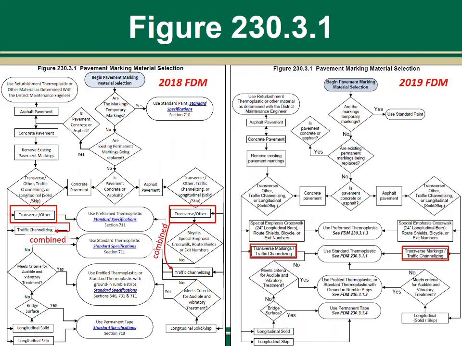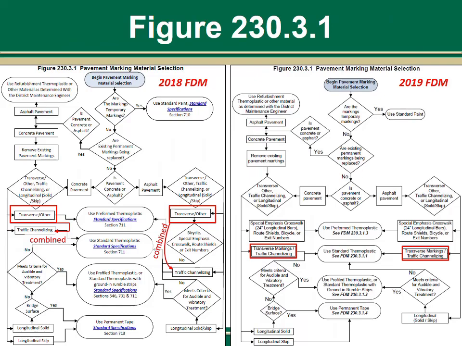the Traffic Channelizing box. The transverse markings that this flowchart is referring to are stop bars, the horizontal bars used in railroad crossing pavement markings, and the 12-inch bars of crosswalks, essentially the markings that are perpendicular to the direction of travel. The other markings that this flowchart is referring to are generally meant to be symbols such as bike lane markings, route shield markings, ramp exit numbers, and also the 24-inch bars of special emphasis crosswalks, or the rungs of the ladder. When in doubt, you should look at the text of the FDM, which clearly tells us which type of pavement marking material must be used where.